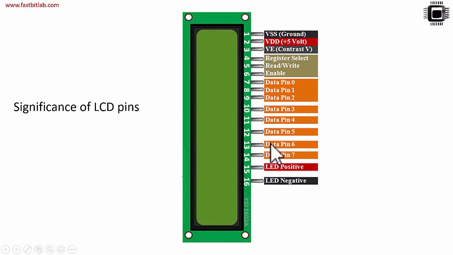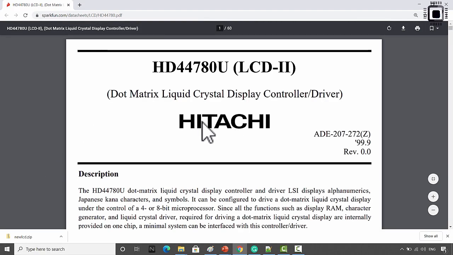So now let's understand the significance of LCD pins. We have got 16 pins on the LCD module. Now let's understand what these pins are used for. We can understand this by going through the data sheet of the LCD controller. The data sheet I have attached with this lecture, you can download it.